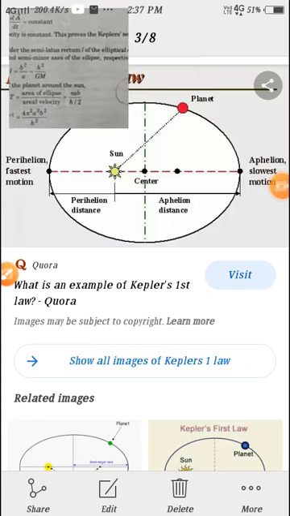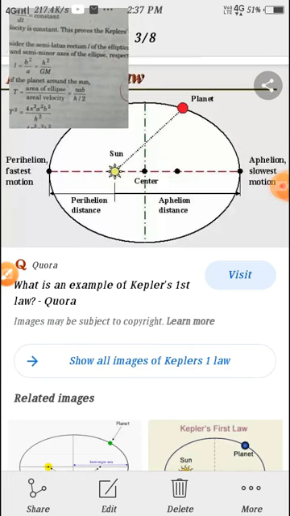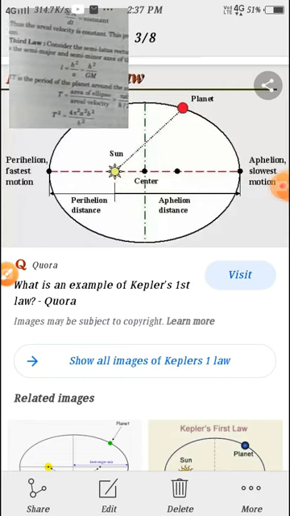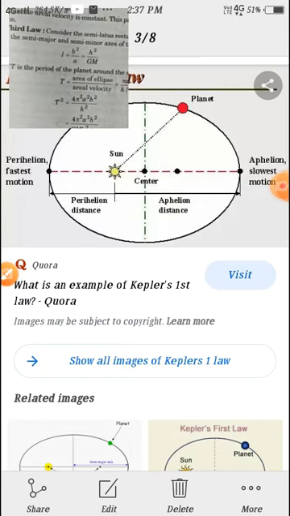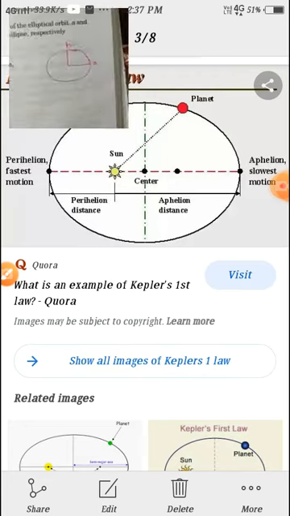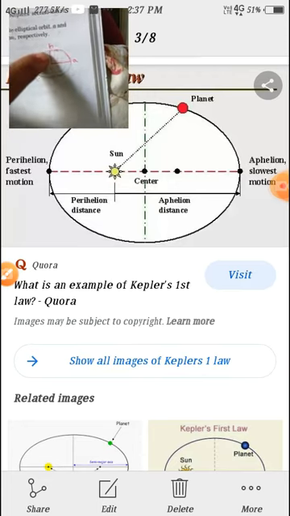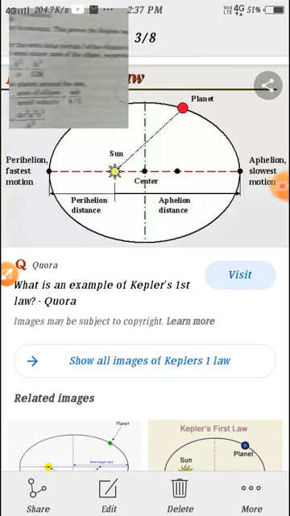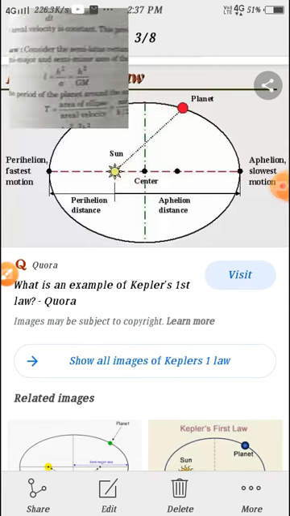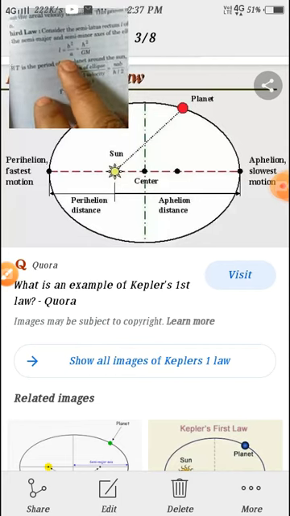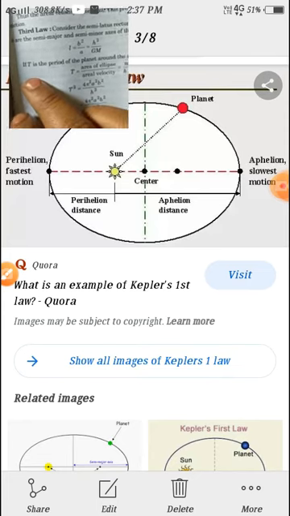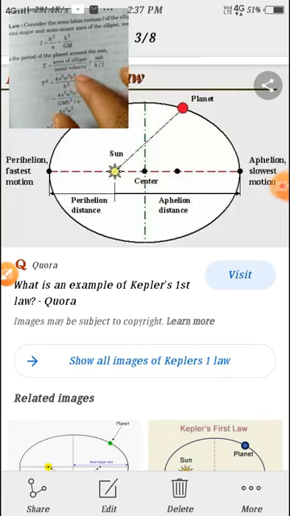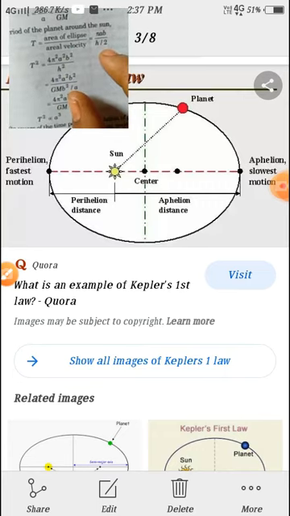Consider the semi-latus rectum L of the elliptical orbit. A and B are the semi-major and semi-minor axes. Here A is the semi-major axis and B is the semi-minor axis of the ellipse respectively. So L is equal to B square by A, which is equal to H square by GM. If T is the period of the planet around the sun, it is the area of the ellipse by the areal velocity, that is pi AB divided by H by 2.